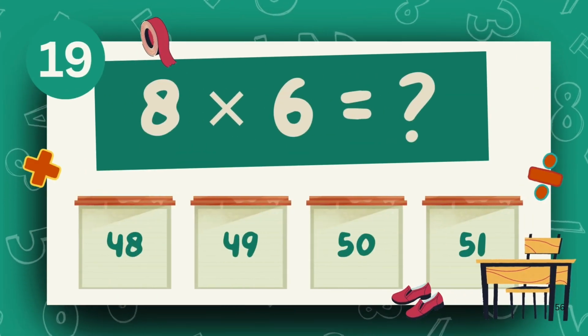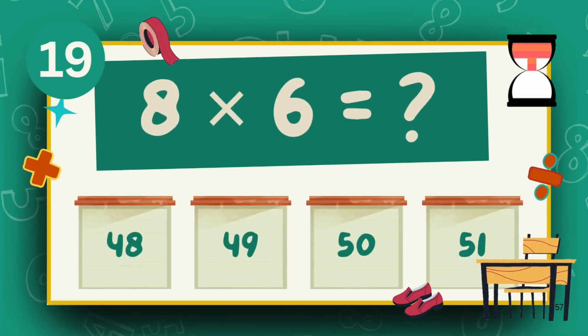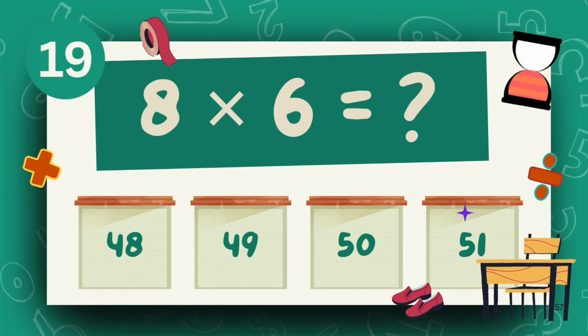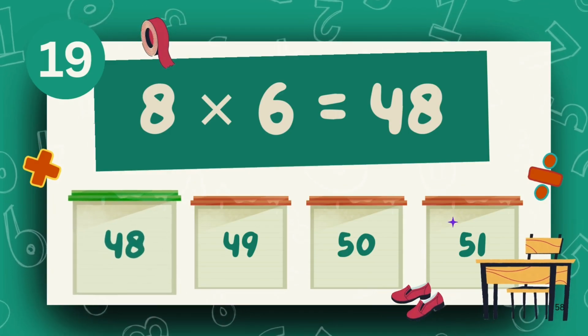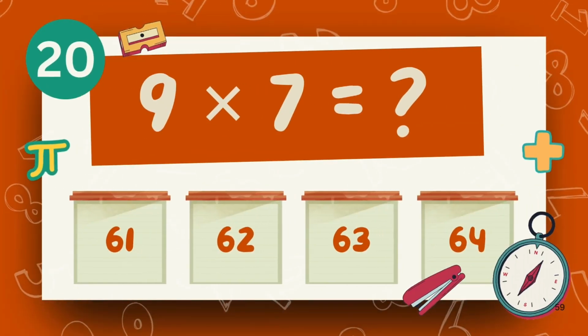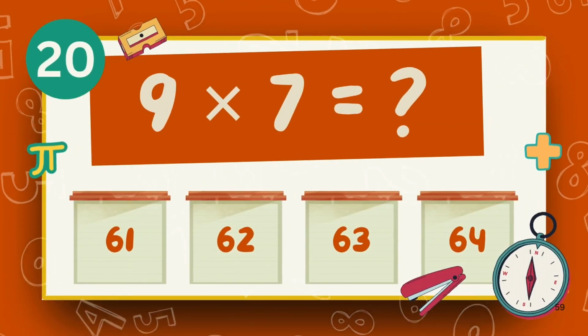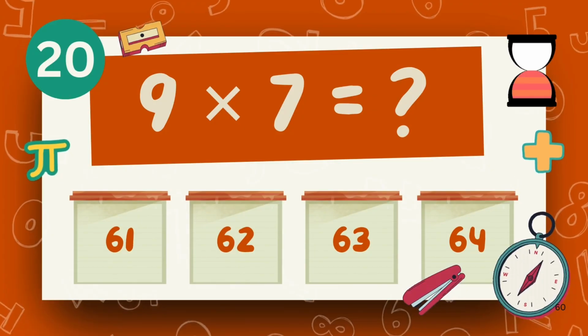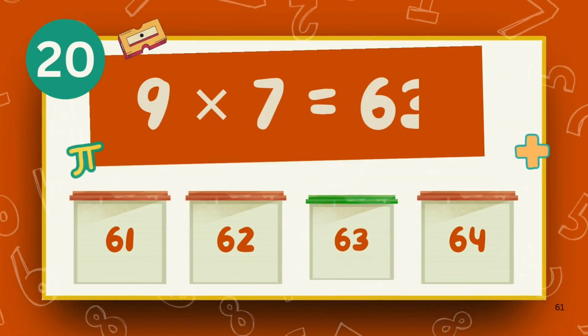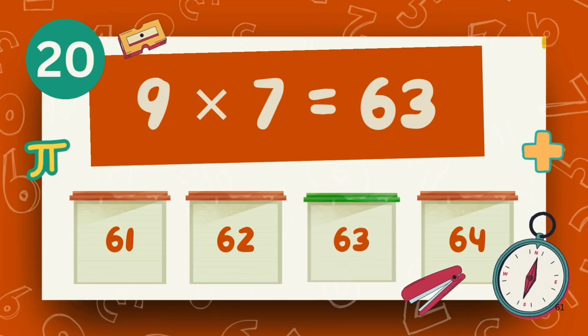What is 8 multiply 6? The answer is 48. What is 9 times 7? The answer is 63.